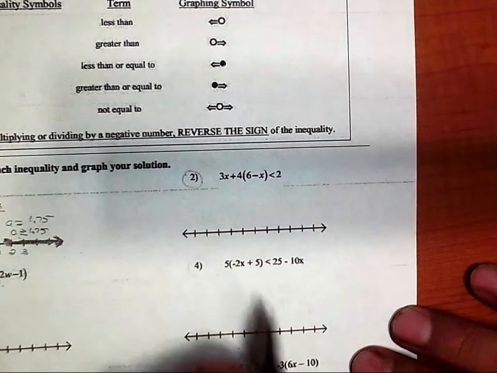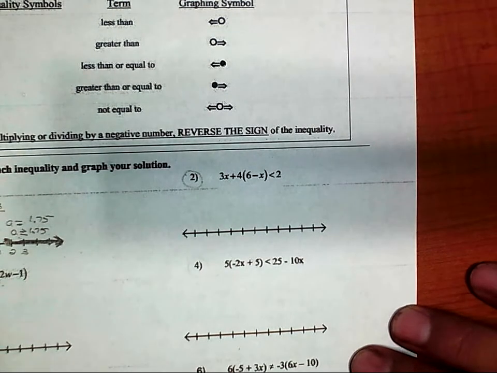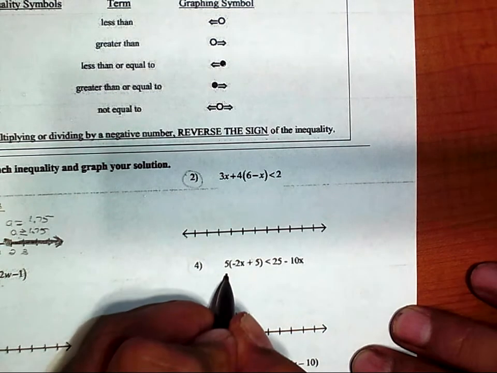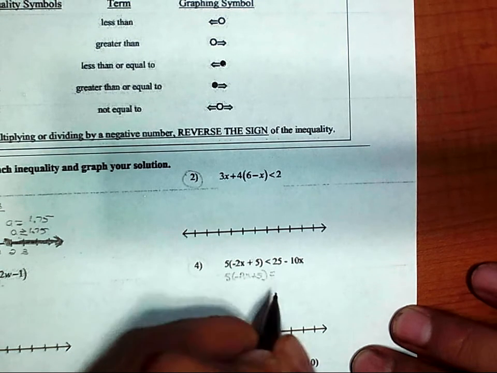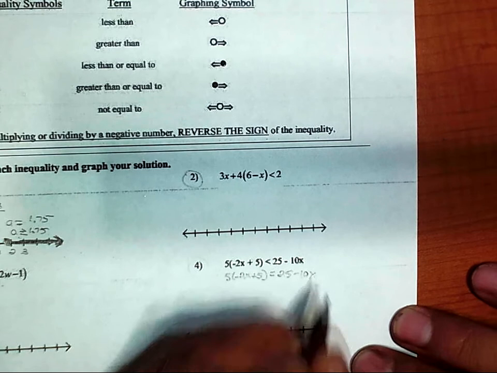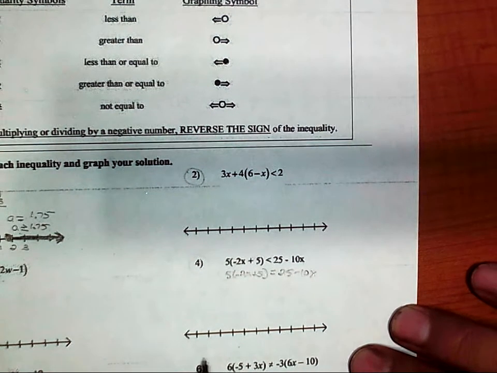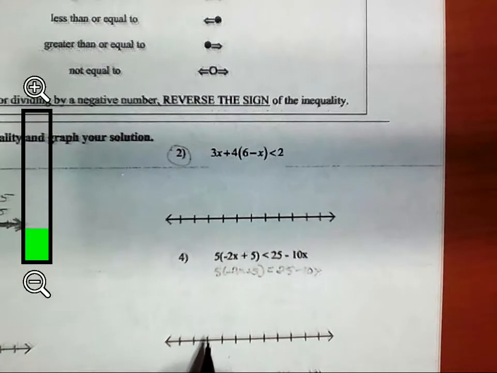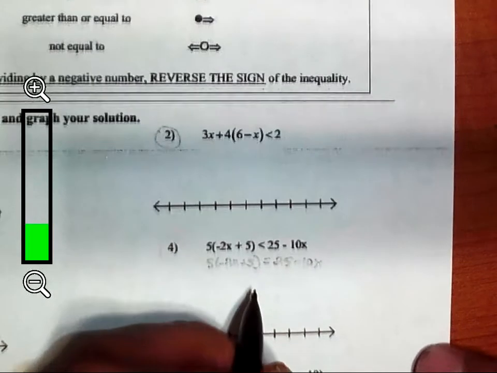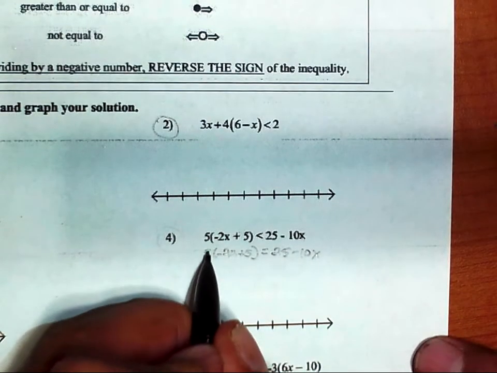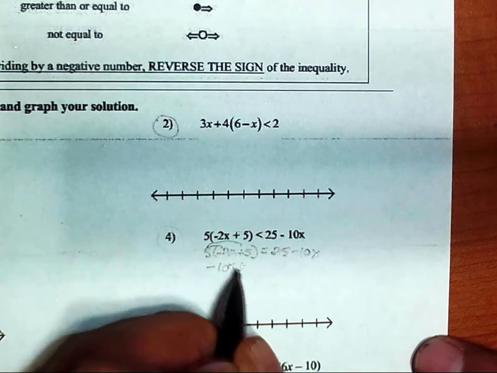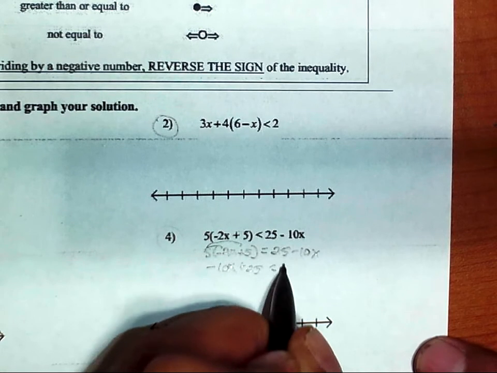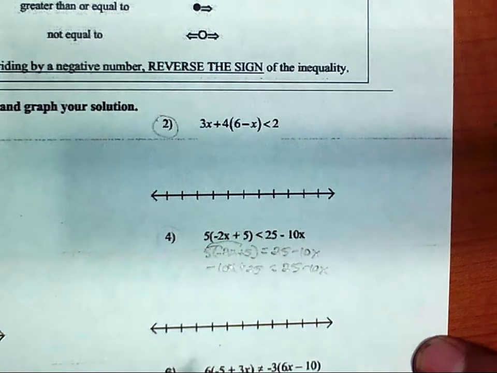Next example would be right here. Once again, once you see this, what do we do? We need to find out when they're equal, so we're going to treat it like an equation. I'm going to rewrite it as 5 times (negative 2x plus 5) is equal to 25 minus 10x. How do we get rid of the parentheses? By using the distributive property. So 5 times negative 2x is negative 10x, 5 times 5 is 25, equals 25 minus 10x.